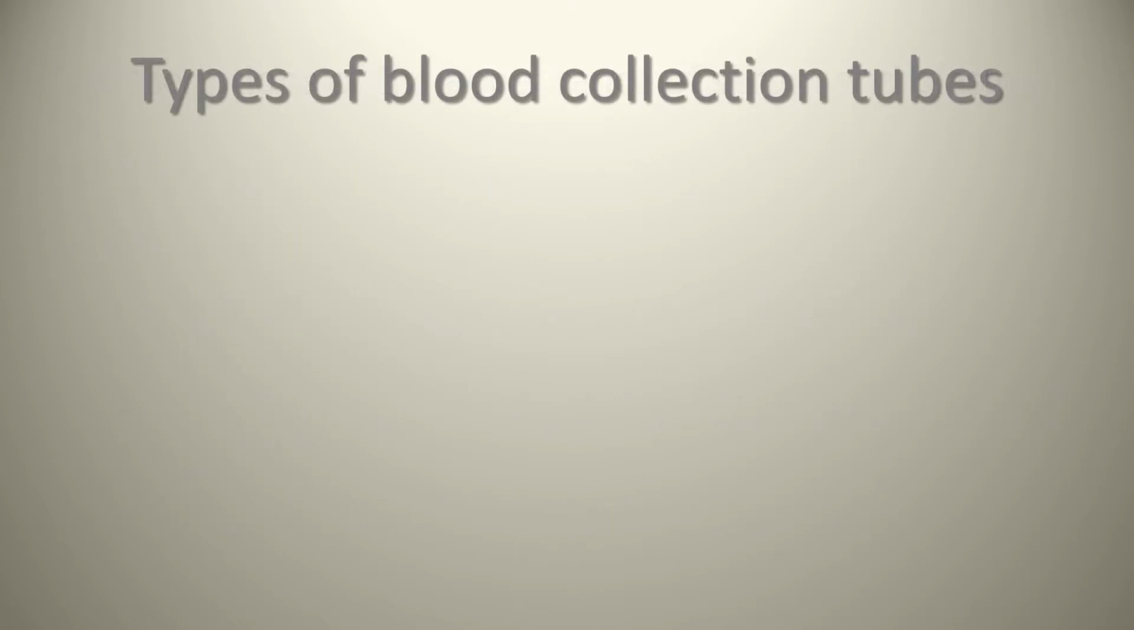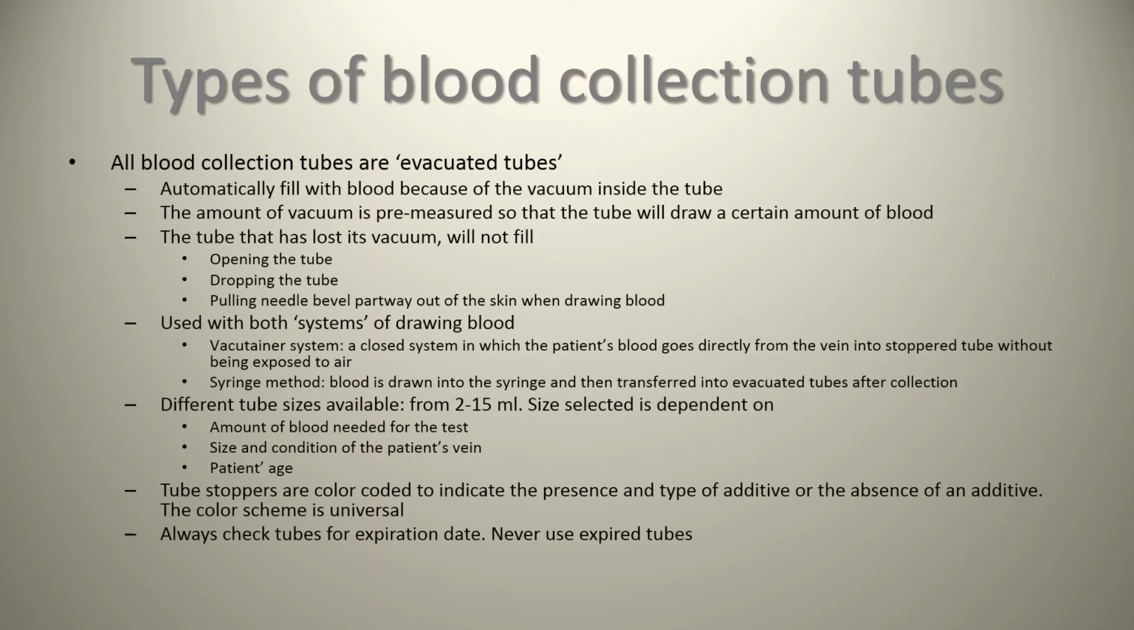So all blood collection tubes are evacuated tubes. More or less, when you put these tubes into a hollow bore needle inside a blood vessel, it will automatically fill with blood because of the vacuum inside the tube. The amount of vacuum is pre-measured so that the tube will draw a certain amount of blood. A tube that has lost its vacuum will not fill spontaneously.